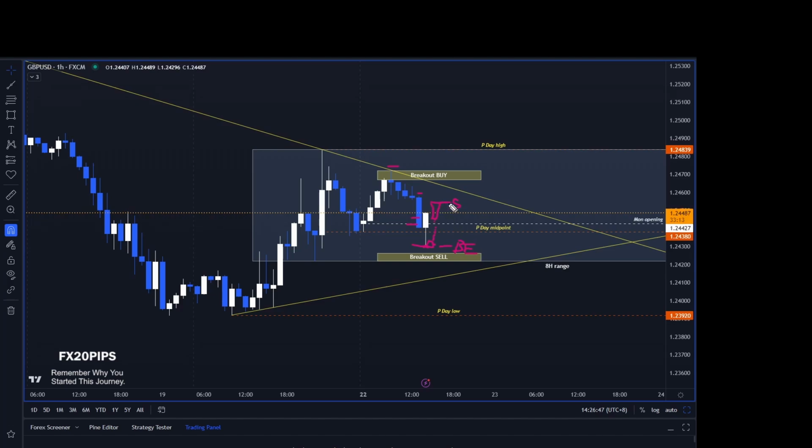For those that sell here, they will take the profit. That means the first trade is a break even. The second trade is a profit. These are some of the possibilities of the traders' mindset.